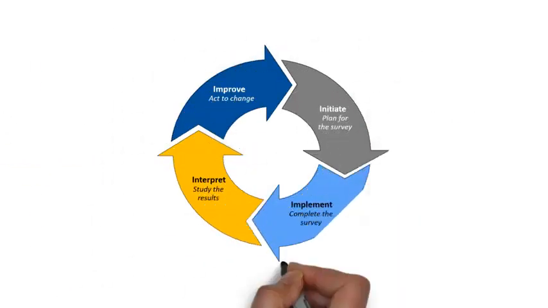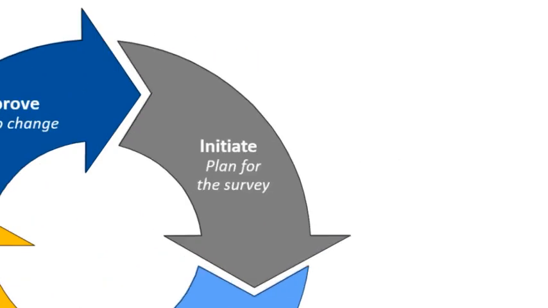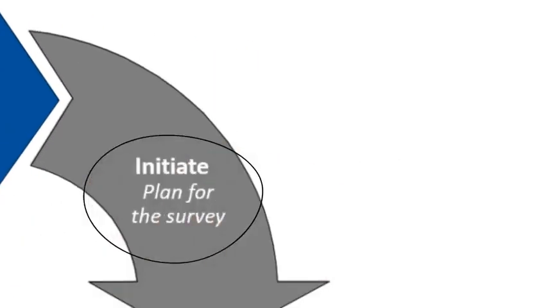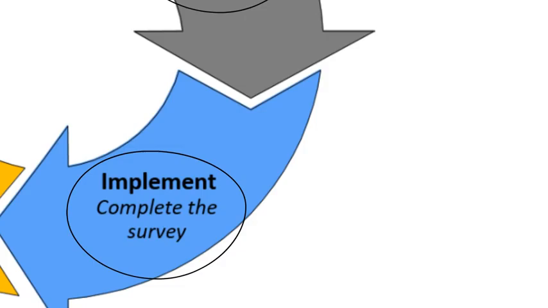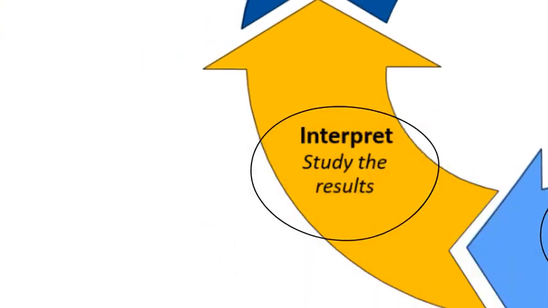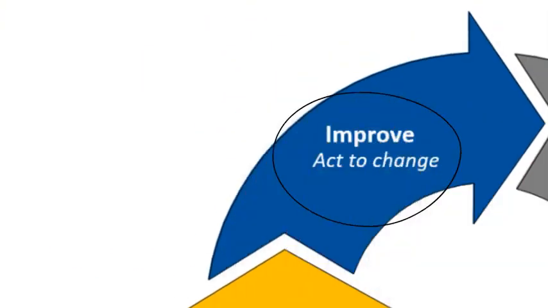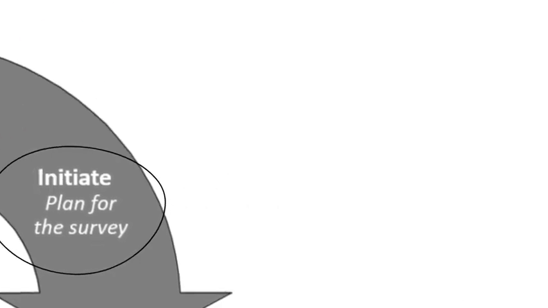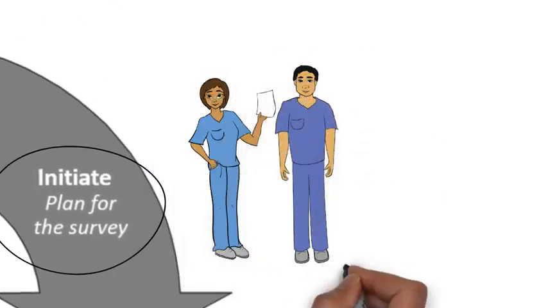The guide walks you and your team through 4 key steps: initiate and prepare for the survey, implement the survey, interpret the results, and improve the priority areas. It's time to take the first step and initiate the survey process.